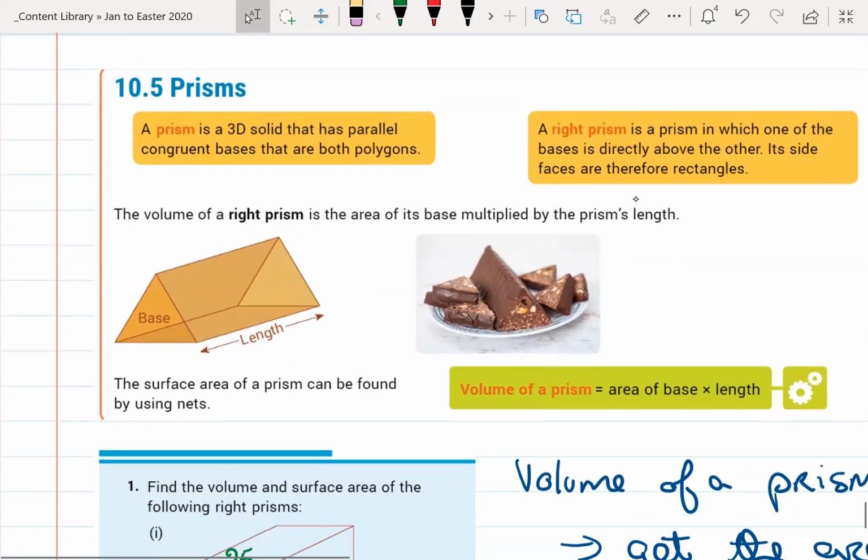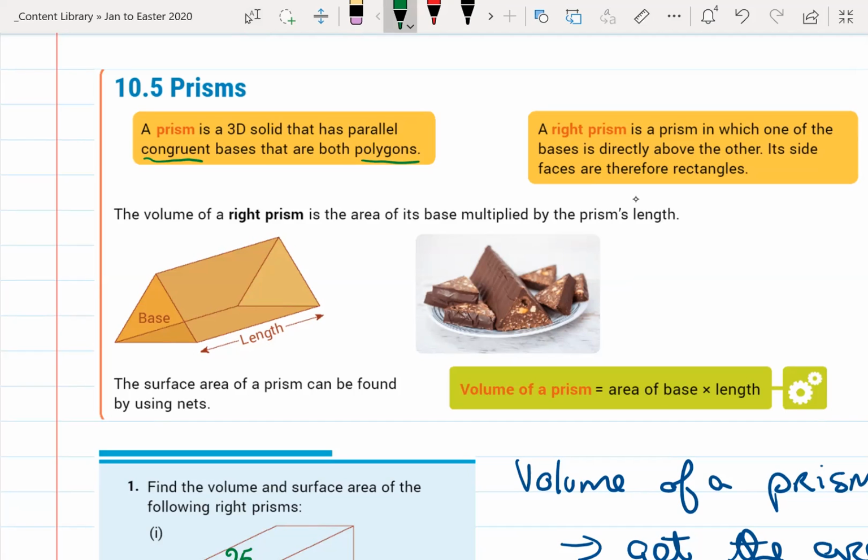Okay, prisms. That's what I want to look at today. So a prism, what is it? It's a three-dimensional 3D solid, and it has parallel congruent bases that are both polygons. So, big words here. Congruent means identical. We had that before. Polygons: a two-dimensional shape with at least 3 sides, has to have 3 sides minimum.